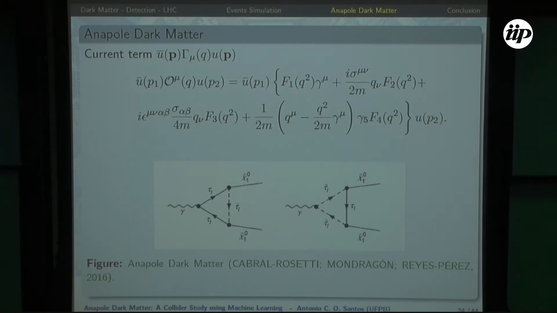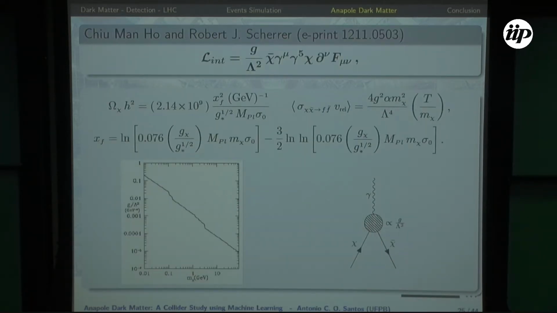This is, for example, in the minimal supersymmetric model, where the neutralinos interact with the S particles, and by loop induction we can have this Anapole interaction. The first work considering dark matter as interacting only through the Anapole interaction was made in 2012, when they calculated the relic abundance for this interaction.